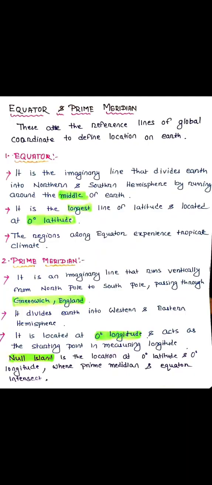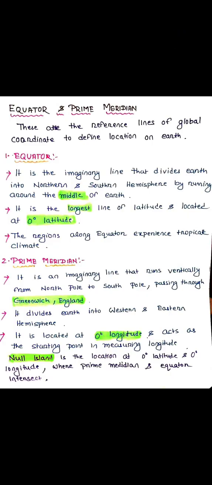And like the equator, which is at 0 degree latitude, the prime meridian is at 0 degree longitude, and it is used as the starting point to measure the longitude. And Null Island on earth is a location at which there is 0 degree latitude and 0 degree longitude. It is the point where the prime meridian and the equator intersect each other.